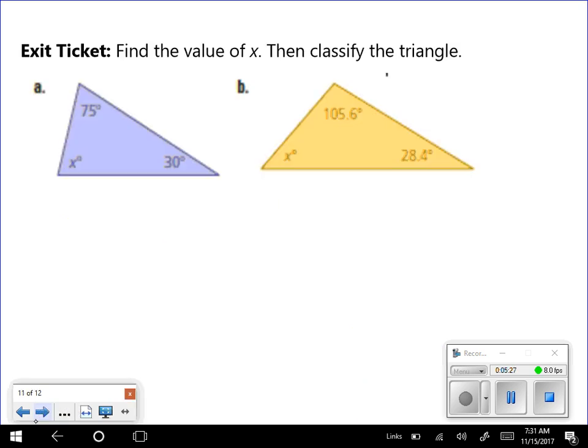The last two I want you to try. I would like these ones to be on your foldable. They have some decimals in this case, but nothing changes. They both add up to 180. So I want you to try these two. Make sure these two are on your foldable.